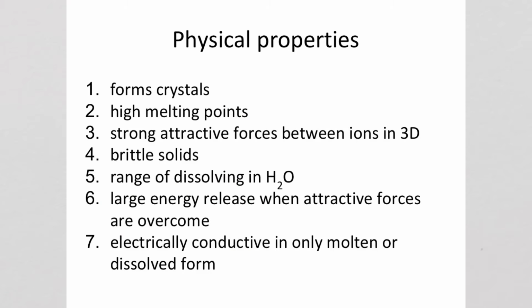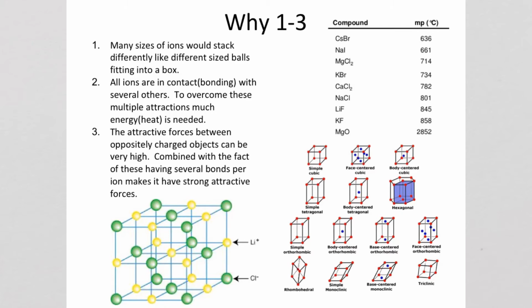All right, here are some physical properties of ionic compounds. You can read through those pretty well. So let's explain the why, because chemistry is not about just identifying, but it's about describing, giving reasoning, and explaining why these things occur so we can use those concepts in many other different places. So let's look at the first 3. For number 1, of course, forms crystals.